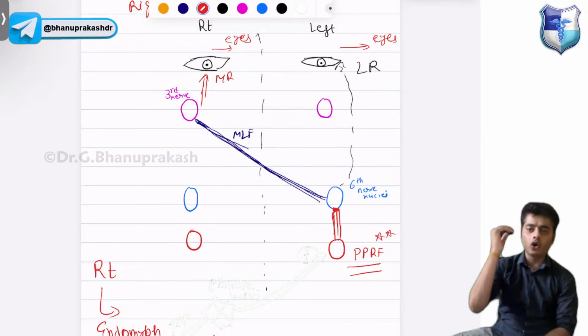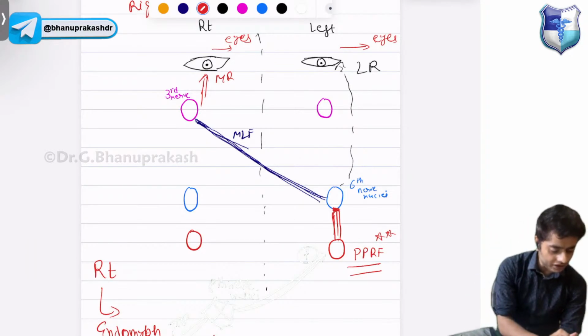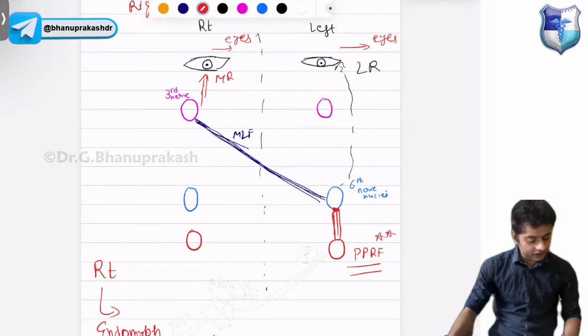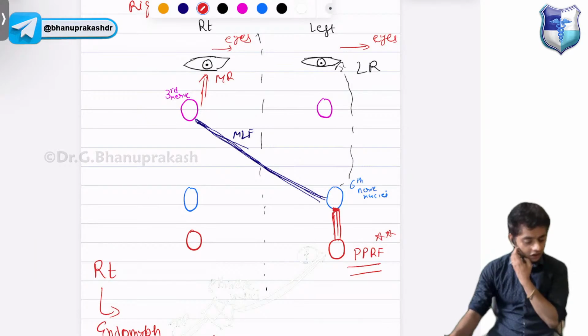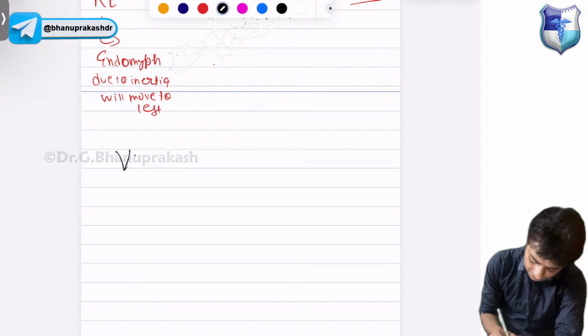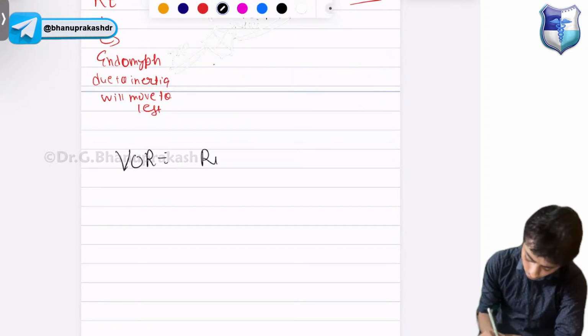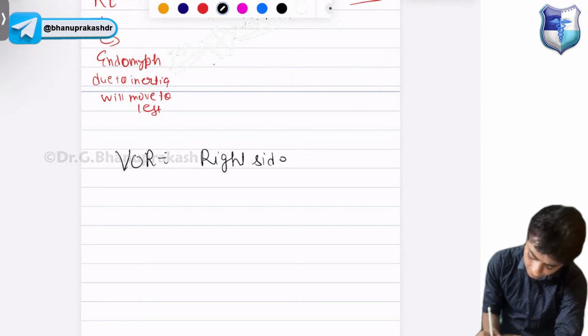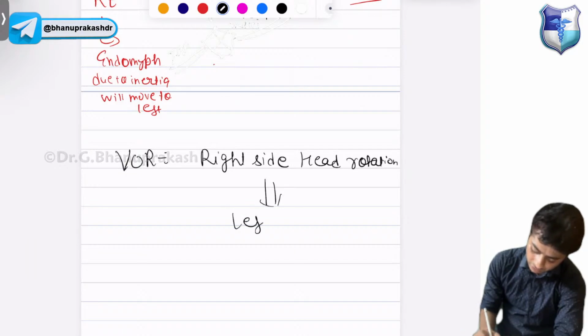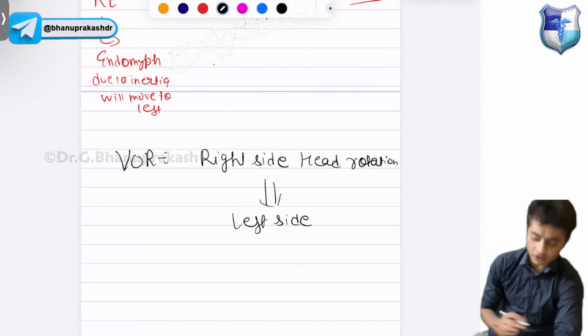This is your vestibulo-ocular reflex. Everyone got this? Just tell me. Vishali, Dheeraj, Arya, got this? That what is your vestibulo-ocular reflex? That when you move your head to right side, head rotation, your eyes will go to left side. Okay, now see this.